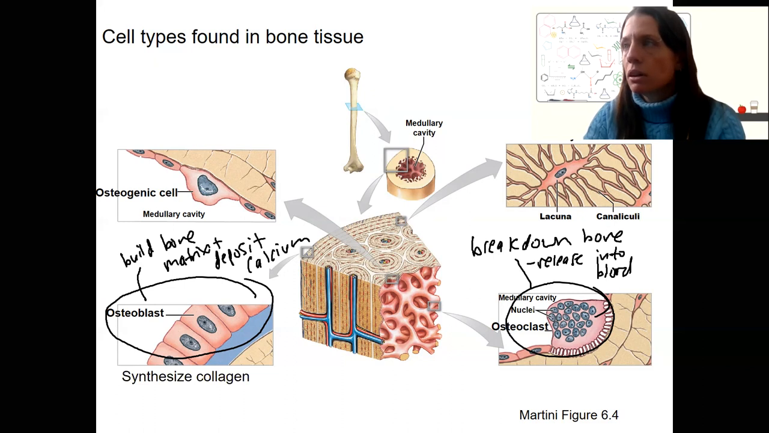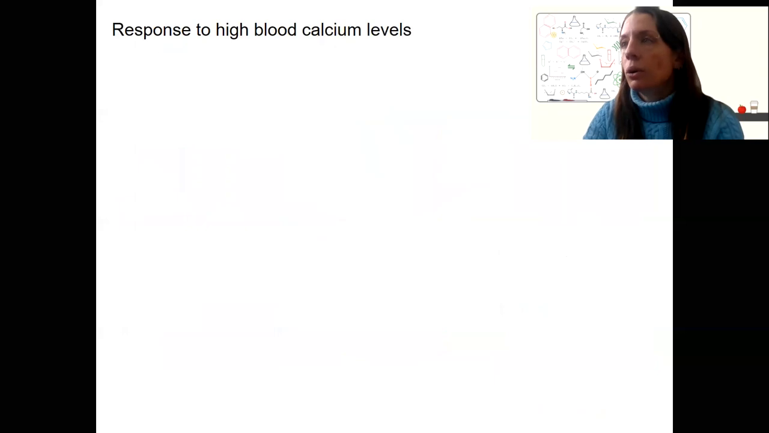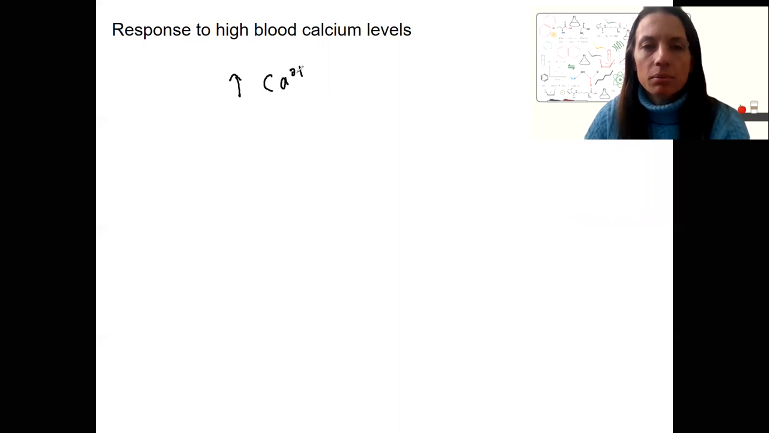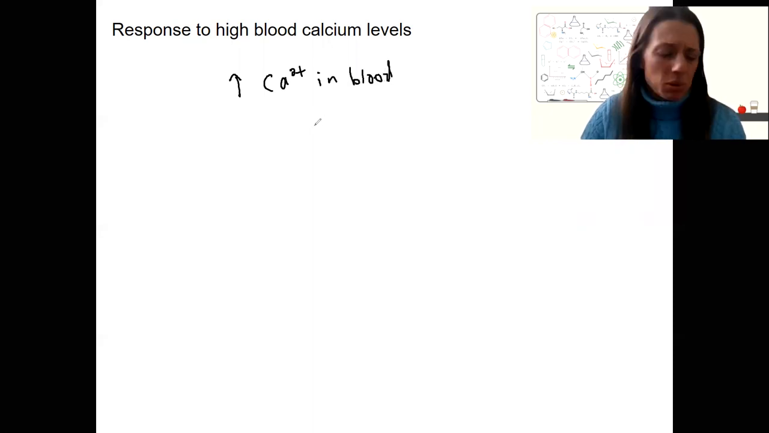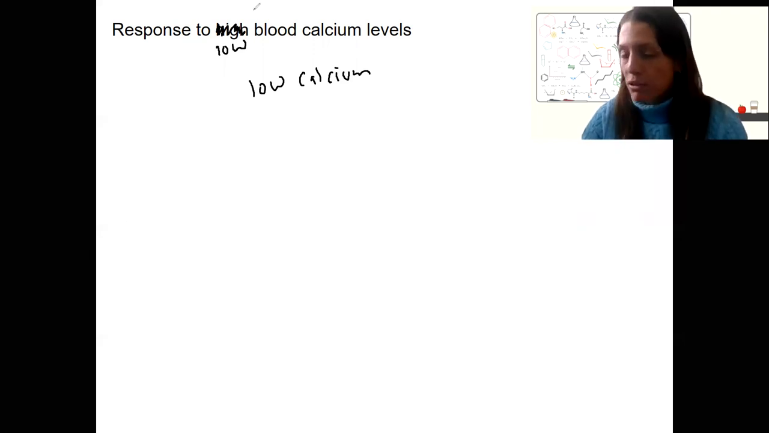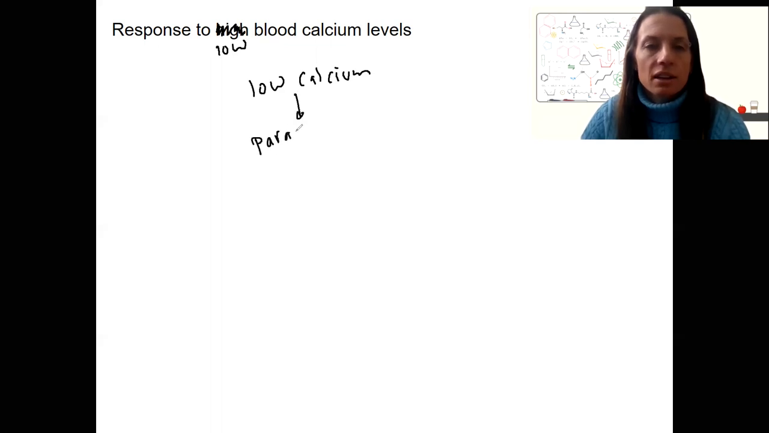So let's look at that. Let's look at the response of our body to blood calcium. Let's say we have high calcium in the blood. Too high. I'm sorry, I actually want to start with low. Low calcium. The reason I want to start with that is that it's the one that's going to trigger the parathyroid response. So the parathyroid gland is going to detect that, integrate the information, and release an output signal, which is PTH, parathyroid hormone.